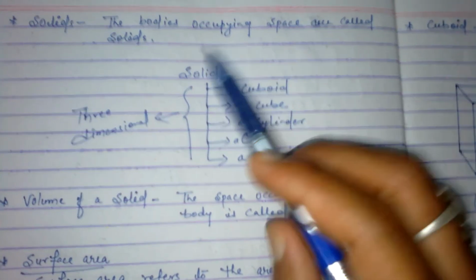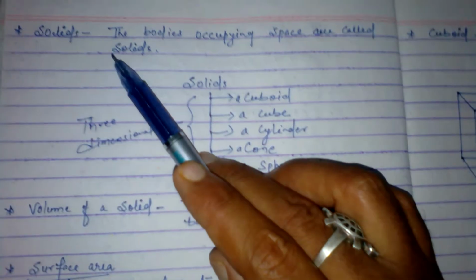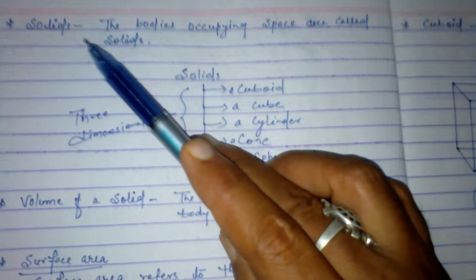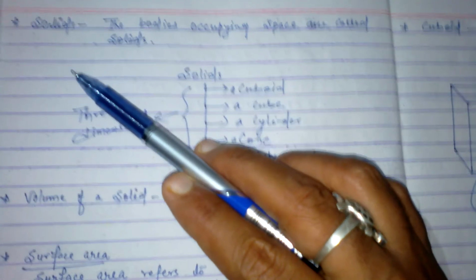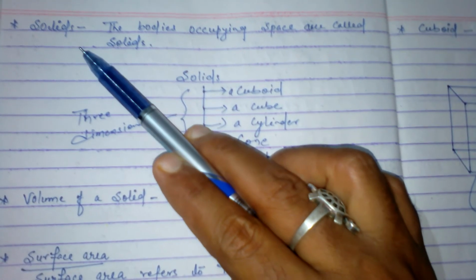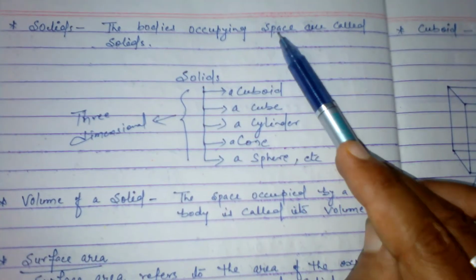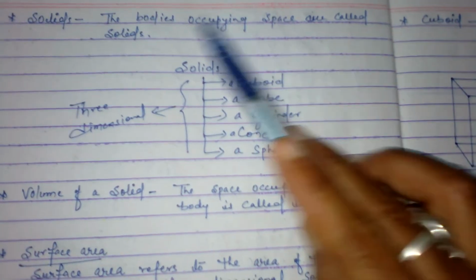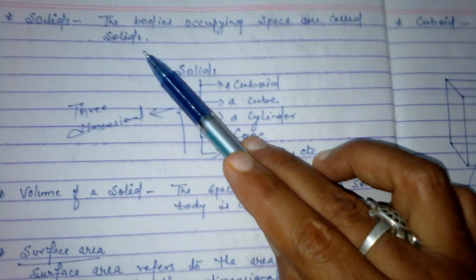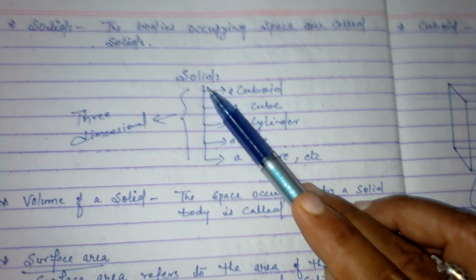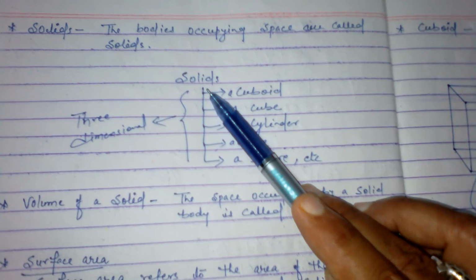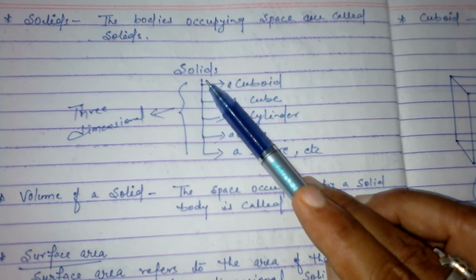Today we will study volume and surface area. Firstly, we start with solids. The bodies occupying space are called solids. The solid bodies occur in various shapes.